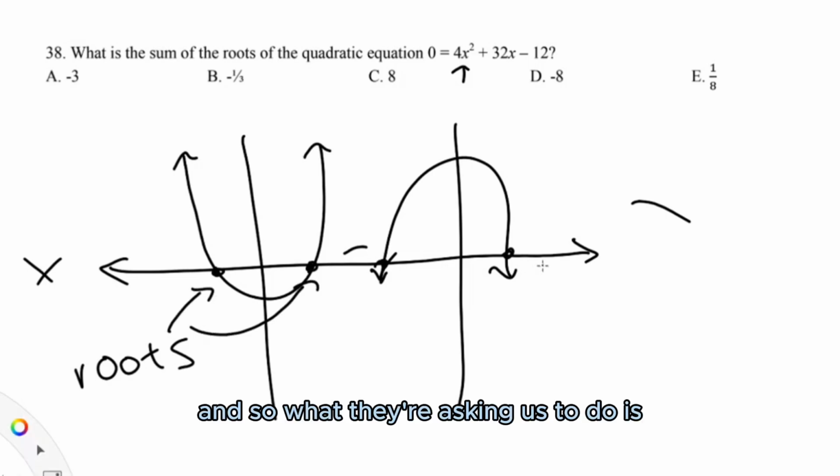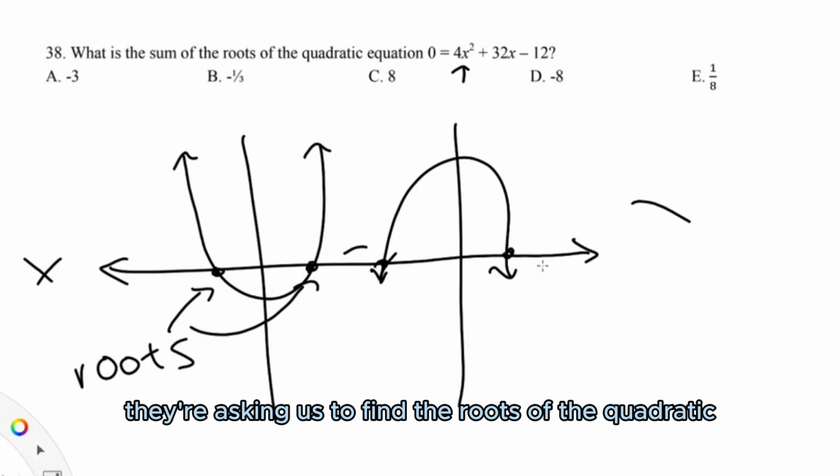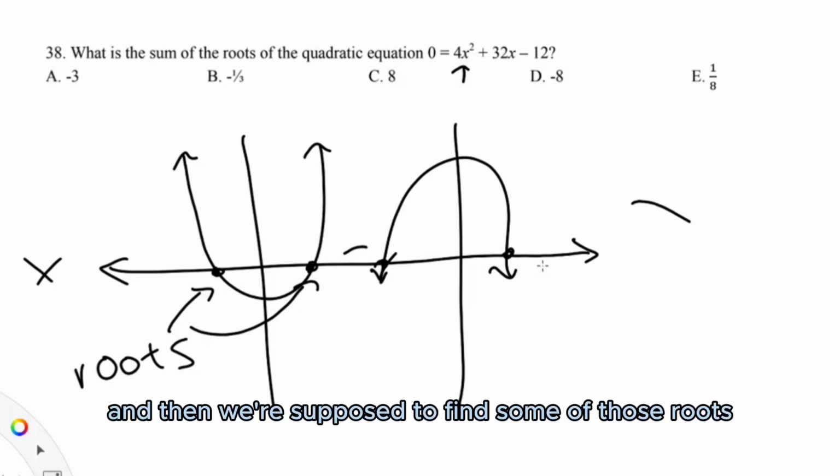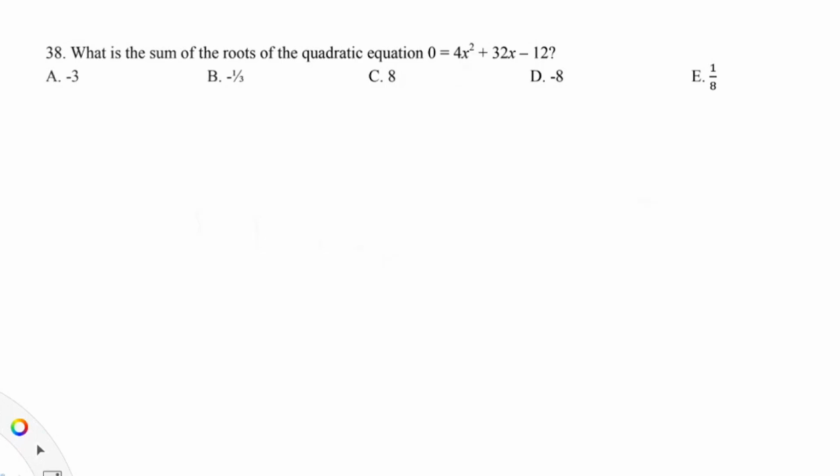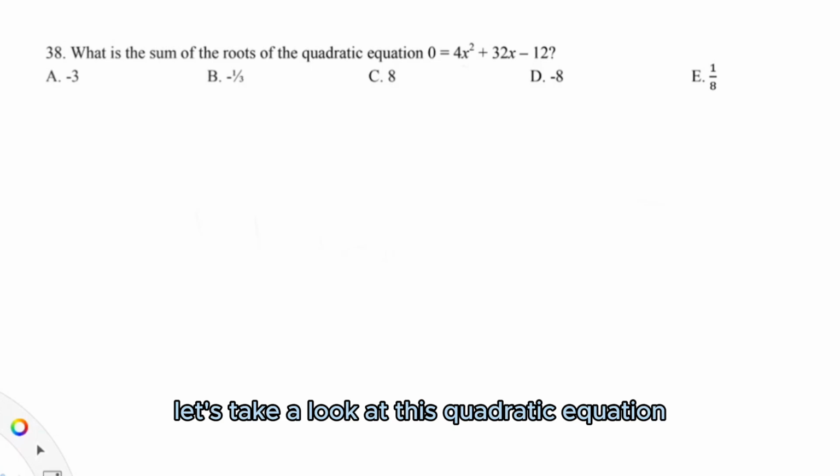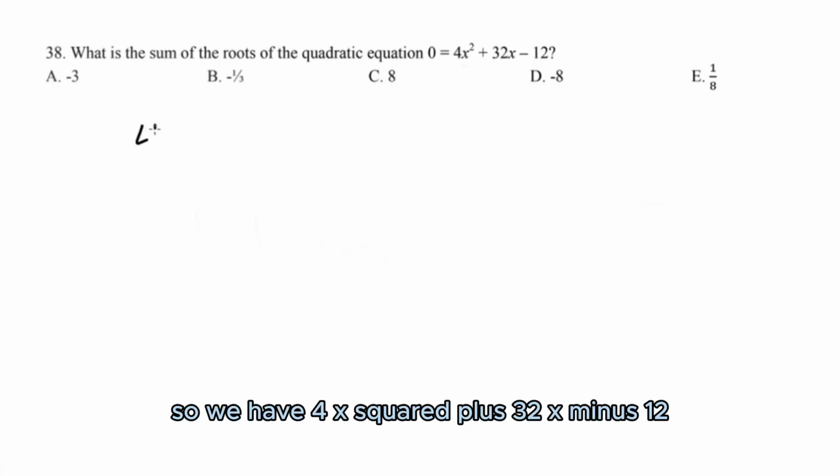And so what they're asking us to do is find the roots of the quadratic equation, and then find the sum of those roots. Okay, so now let's take a look at this quadratic equation. So we have 4x squared plus 32x minus 12.